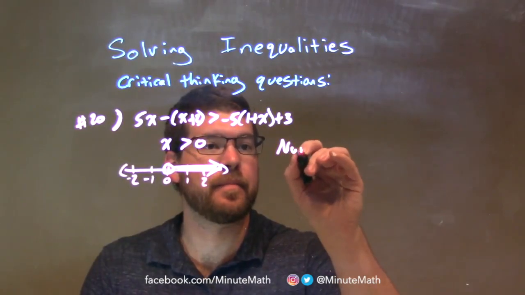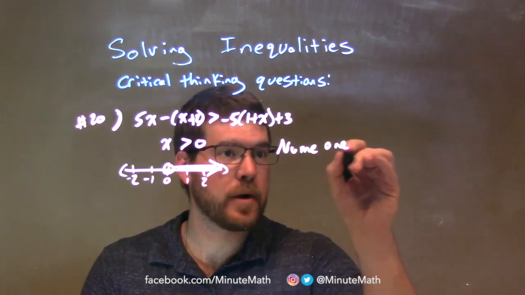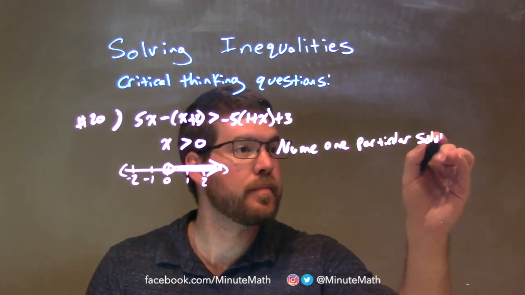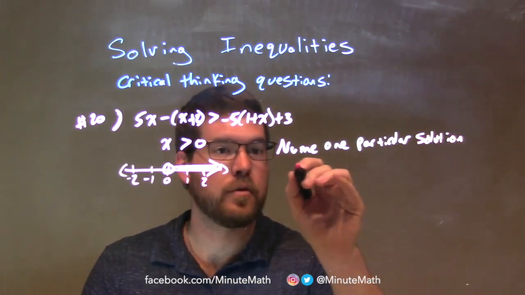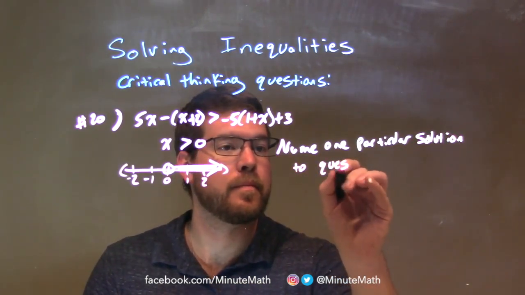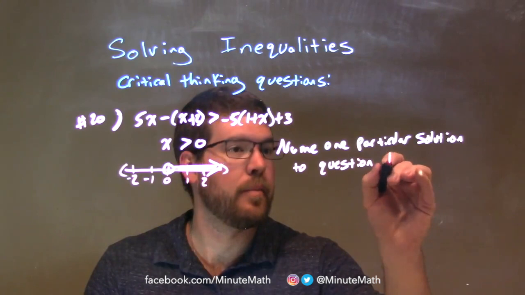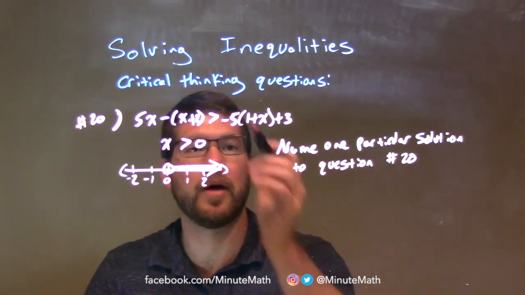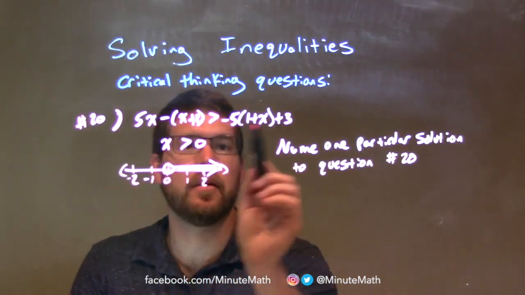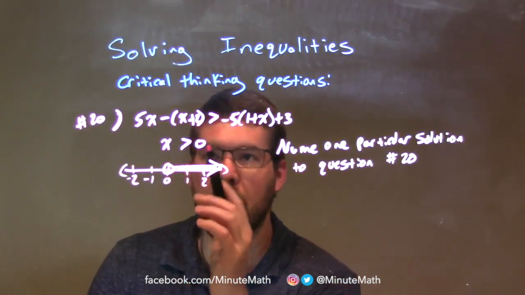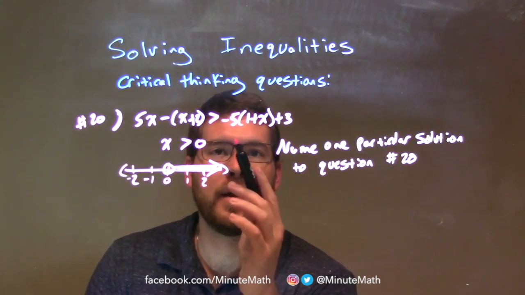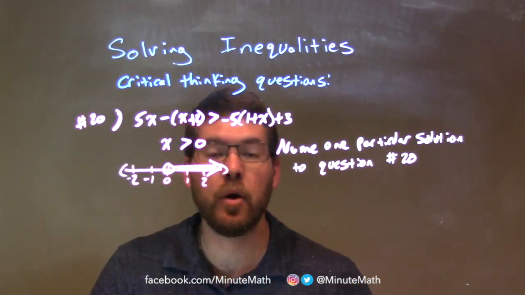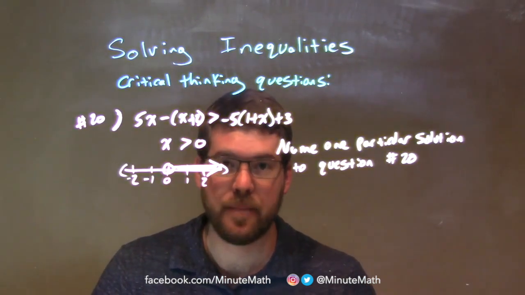Let's name one particular solution to question number 20. Now, question number 20, I always have on this board, but I quickly put it up here. Here is the problem itself, 5x minus (x plus 2) is greater than negative 5 times (1 plus x) plus 3. That solution is x is greater than 0, and there's another video explaining that, okay?